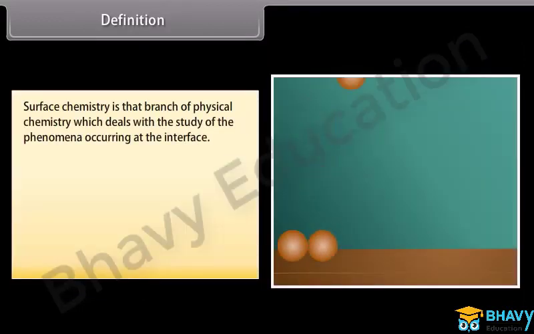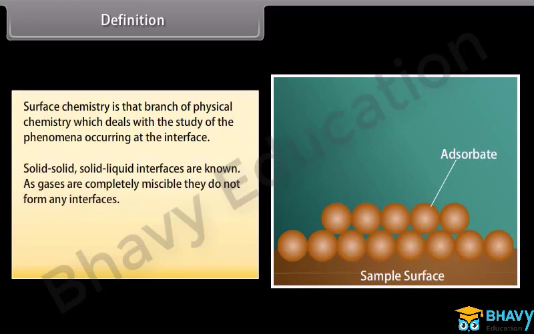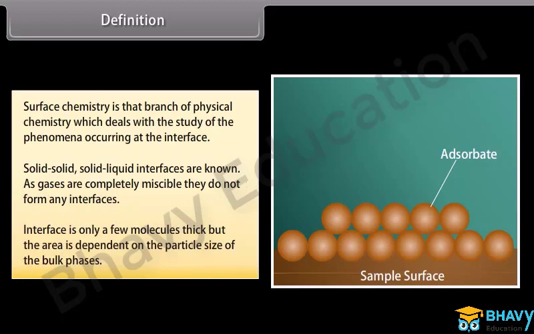Definition. Surface chemistry is that branch of physical chemistry which deals with the study of the phenomena occurring at the interface, that is, the boundary separating two bulk phases. Solid-solid and solid-liquid interfaces are known. As gases are completely miscible, they do not form any interfaces. Interface is only a few molecules thick, but the area is dependent on the particle size of the bulk phases.